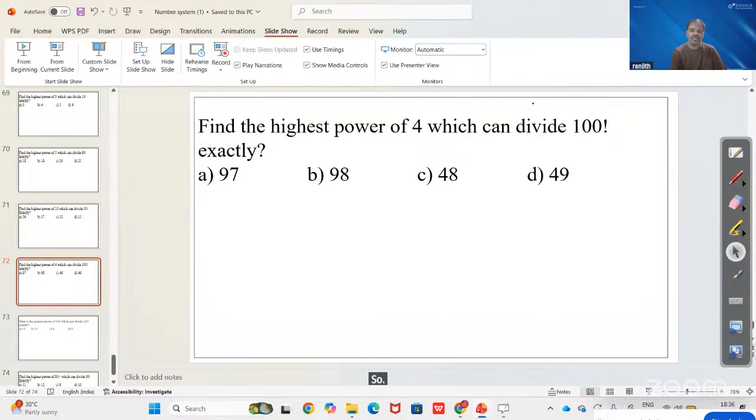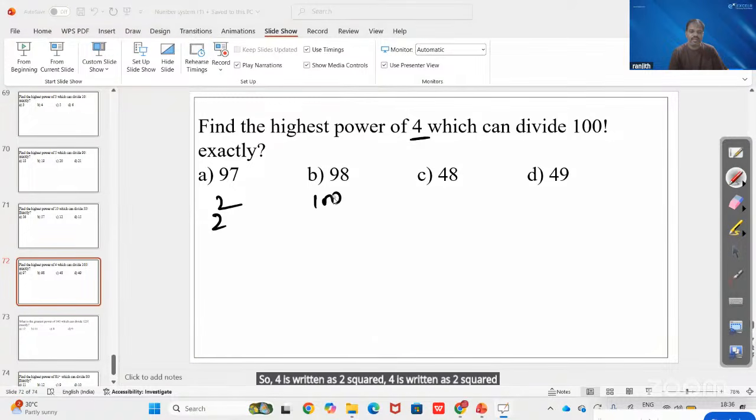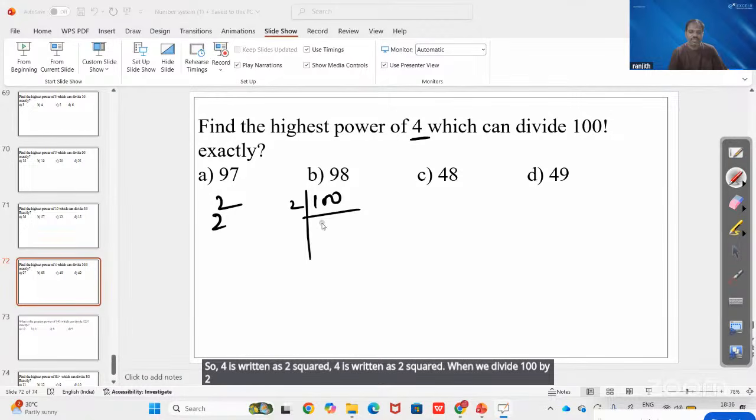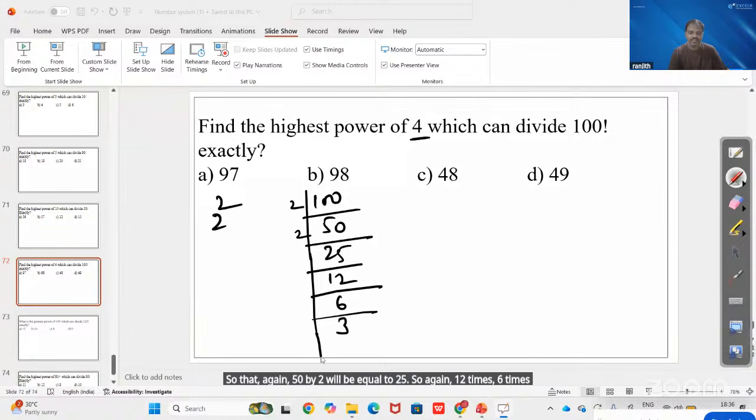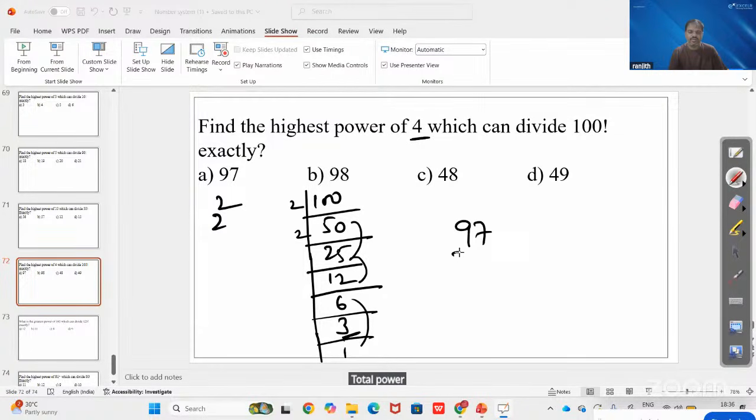So find the highest power of 4. 4 is written as 2 square. When we divide 100 by 2, it is divided 50 times. Again 50 by 2 will be 25. So again 12 times, 6 times, 3 times, 1 time. So 50 plus 25 is 75. 75 plus 12 equals 87, 90, 97. Total power will be 2 power 97.